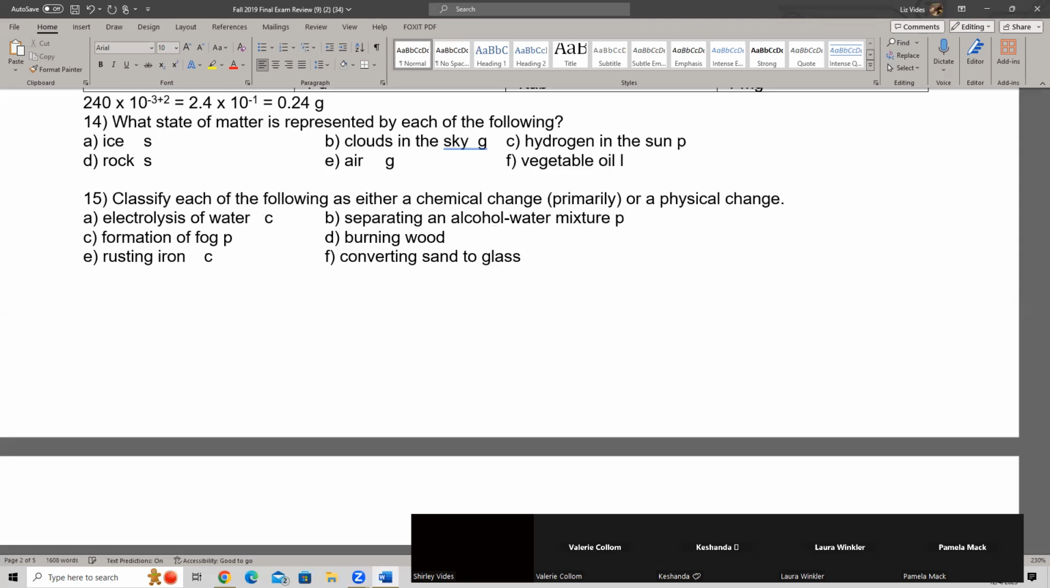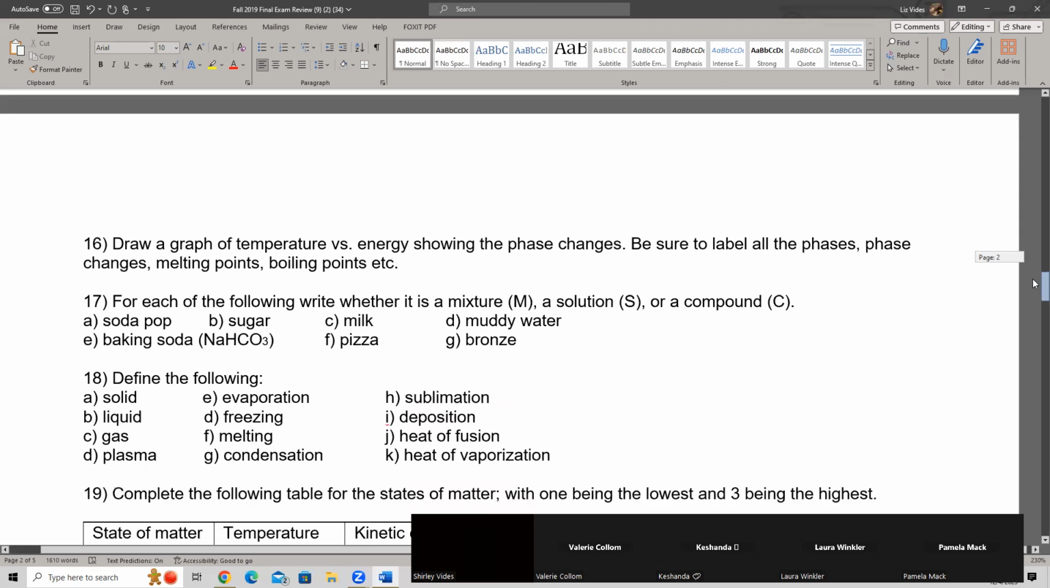Burning wood, that is definitely chemical. Converting sand to glass, it is only physical. Okay? Because you're just melting. Sorry, converting sand to glass is fine. You're melting the sand and then re-solidifying it to make glass. So that's it.